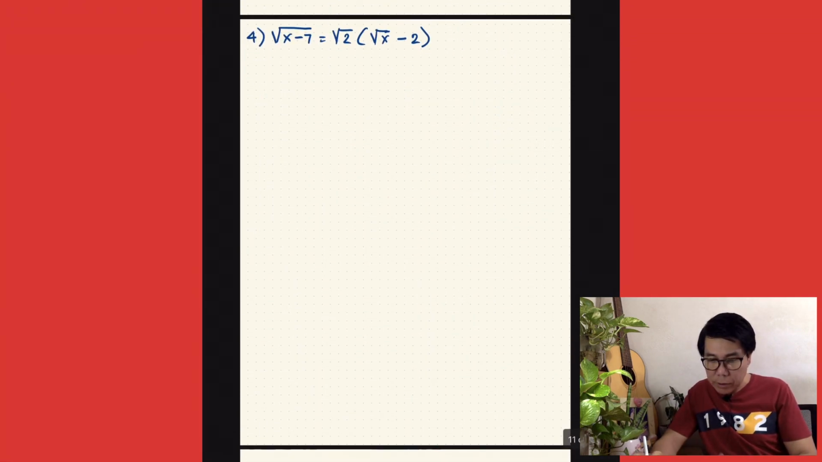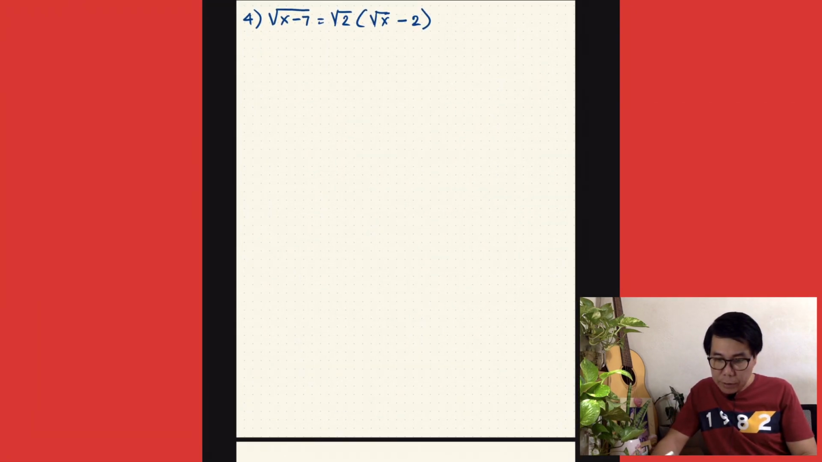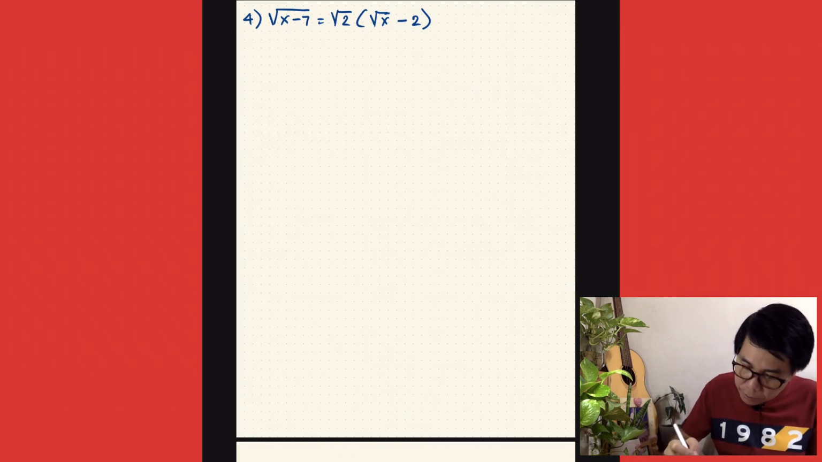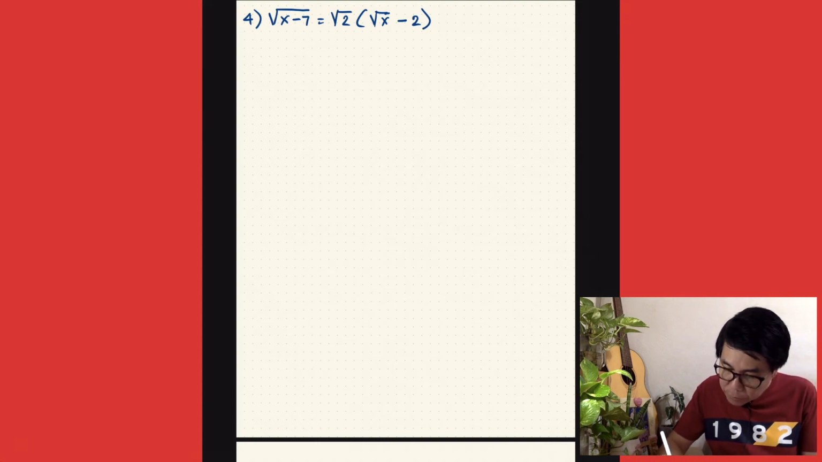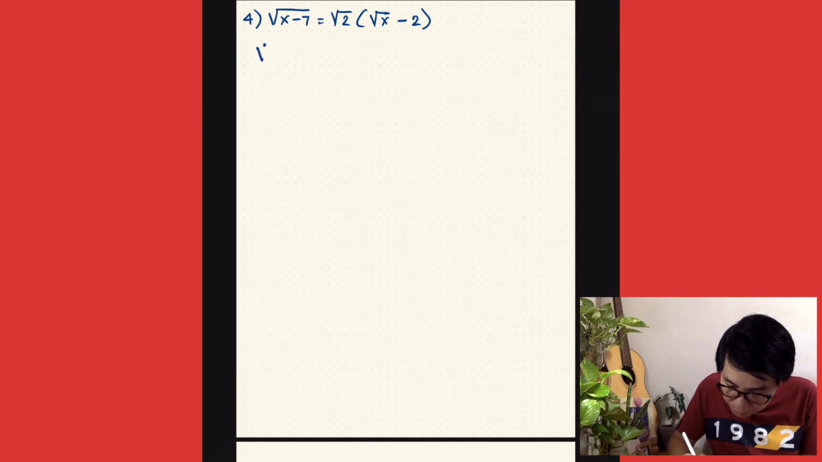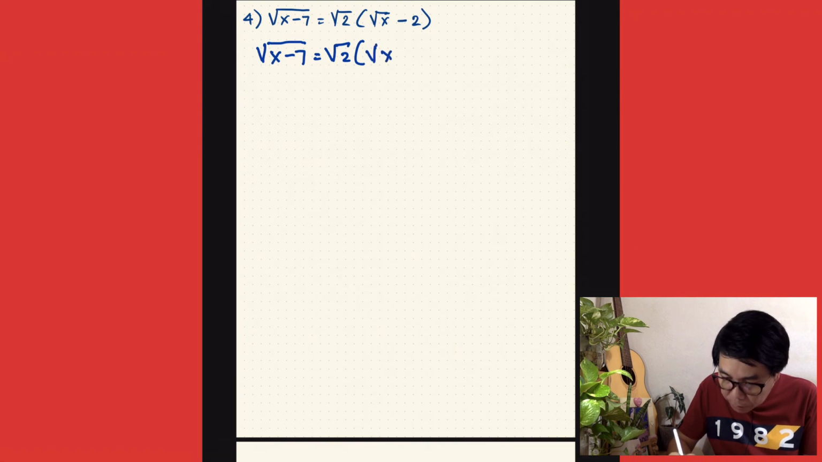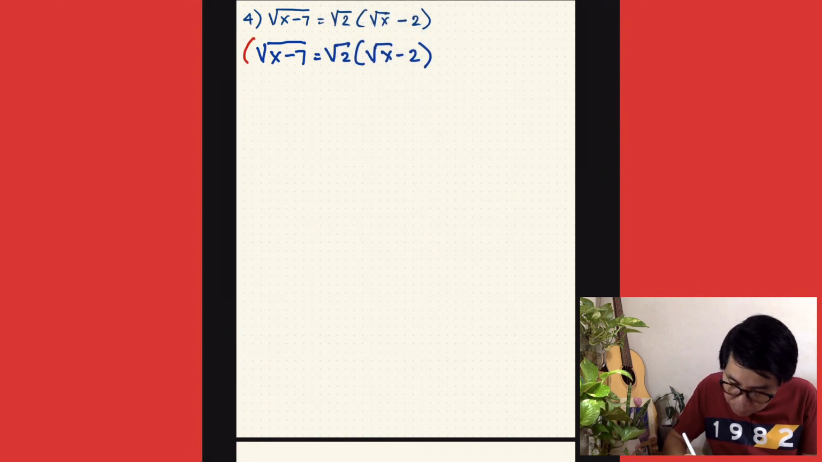Now let's proceed to question number 4, the last for this one. Square root of x minus 7 is equal to square root of 2 times the quantity square root of x minus 2. What we have to do is get rid of the radical sign. So I have to square both sides.